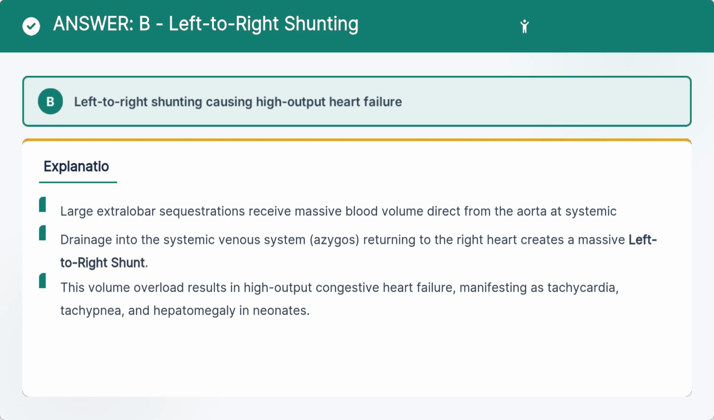In a neonate, this manifests as tachycardia, tachypnea from pulmonary congestion, and hepatomegaly from venous congestion. The structurally normal echocardiogram confirms this is a hemodynamic consequence of the extracardiac shunt, not a primary cardiac defect.